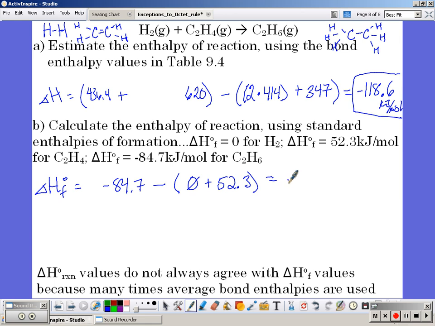So it is exothermic. Both ways of calculating the heat of reaction give you the same outcome in terms of exothermic or endothermic, but our values are different. And that's because the heat of reaction values from bond enthalpies don't always agree with the heats of formation values, because the bond enthalpies are averages instead of exact numbers.